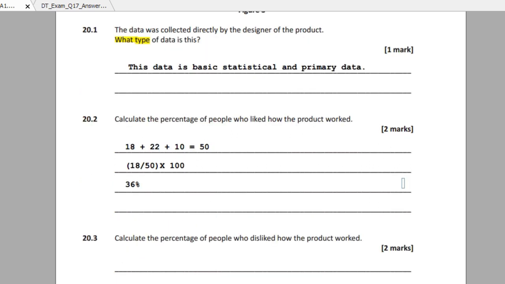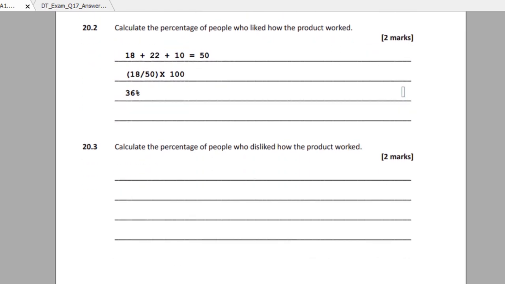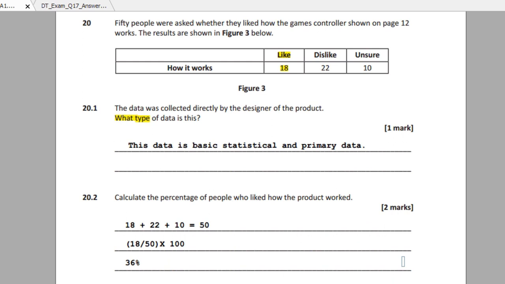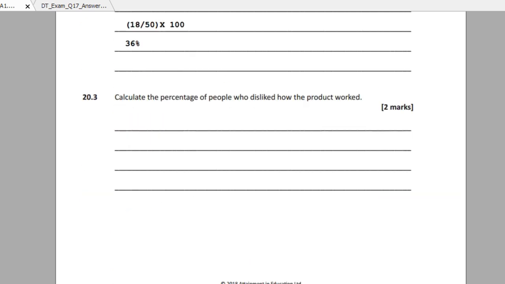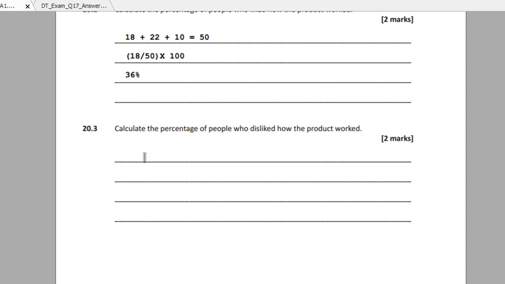Okay, so let's now go to question 20.3. It says calculate the percentage of people who disliked how the product worked. So let's go back up again, and we can see that we're looking at this. Let's highlight. Okay, so we're going to calculate now the disliked, who disliked it. So once again, you would bracket, so it'd be 22 divided by 50, times 100, and then the answer would be 44%.